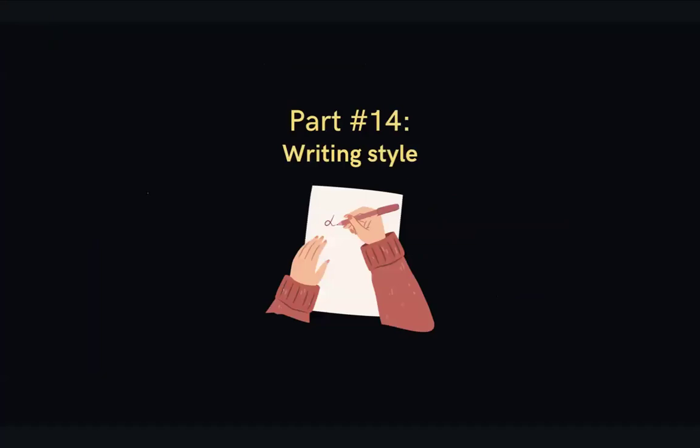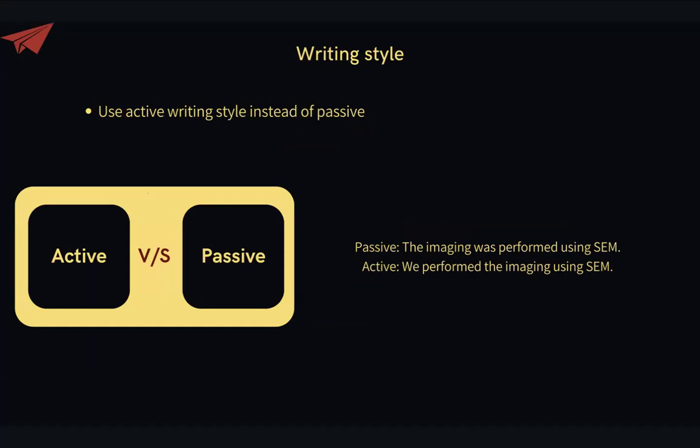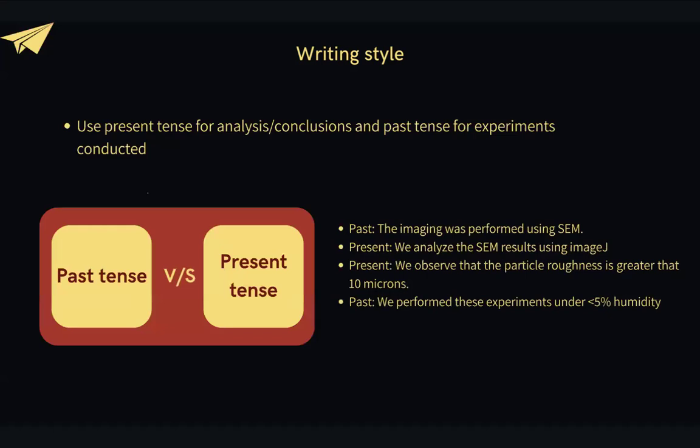Now, regarding the writing style, there are a lot of mistakes that people make. There are a lot of tense mistakes that people make. So always use active voice instead of passive voice. That makes your contributions very actively written. It makes you very confident. It actually talks a lot about your contributions. So refrain from using passive voice. The kind of tenses that you should use also becomes confusing for a lot of students. So use present tense for analysis or conclusions, and past tense for experiments conducted. You can use this as a rule of thumb.